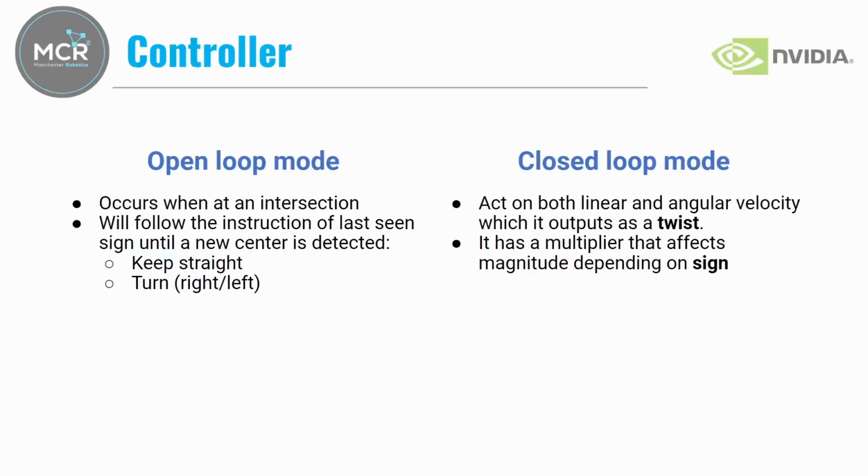Regarding the controller, we have 2 modes: open loop mode, which occurs when the robot is at an intersection, and closed loop mode, which occurs when it isn't. Open loop mode will follow the instruction of the last seen sign, meaning the robot keeps a constant angular velocity related to the direction it has to go in, be it to keep moving forward or turn to the right or to the left. On closed loop mode, a control loop calculates both linear and angular velocity and outputs them as a twist message. Detections of signs and traffic lights, which affect velocity, are directly mapped to a velocity multiplier.